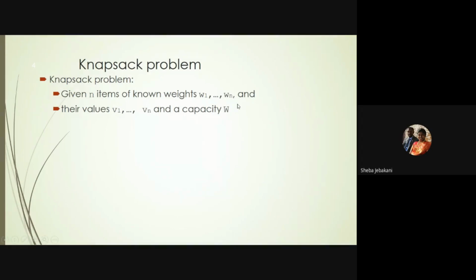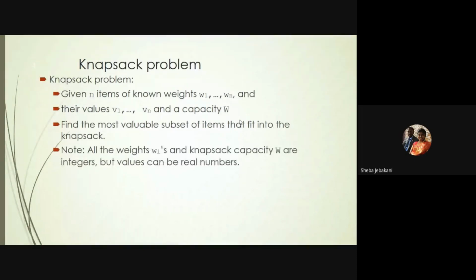Maximum capacity given as W. Over there we took it as m, here we are taking it as W. We need to find the most valuable subset of items that fits in the knapsack. Using dynamic programming, we also call it the 0/1 knapsack problem. So it's either you choose or you do not choose an item. The goal is to solve the knapsack problem using dynamic programming.